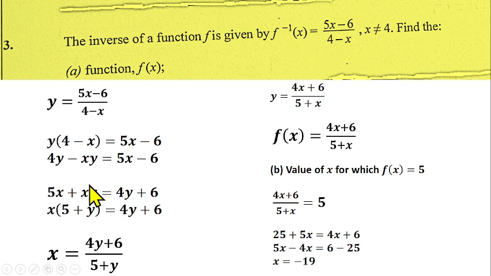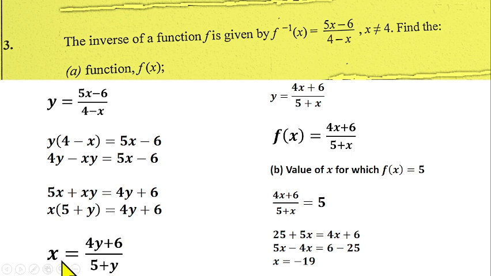Collect like terms, because we want to make x the subject of the formula. So if I bring minus xy into this side, I will have 5x plus xy equals, then I'll take this minus 6 to this side, I have 4y plus 6. From there, I can factorize x out here. So I'll be having x into (5 plus y) equals 4y plus 6. Our aim is to find x. So that means divide both sides by 5 plus y. So that means x will be equal to (4y plus 6) over (5 plus y).